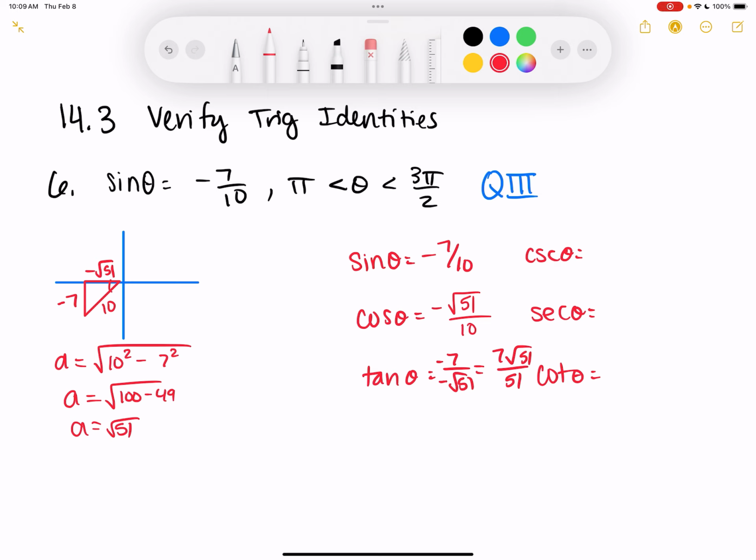What is cosecant? Yep, negative 10 over 7. And it doesn't matter if the negative's in front or where it is. Secant. Positive 10 over the square root of 51, so it would be negative 10 over the square root of 51. When we rationalize, negative 10 root 51 over 51. And cotangent. Yep. No, positive, because they were both negative before. So square root of 51 over 7.